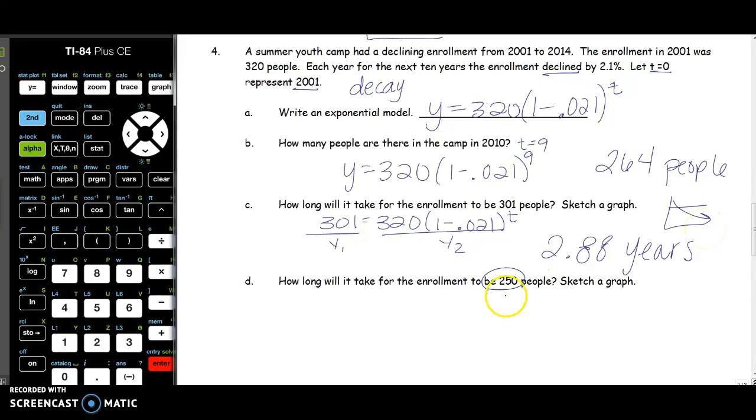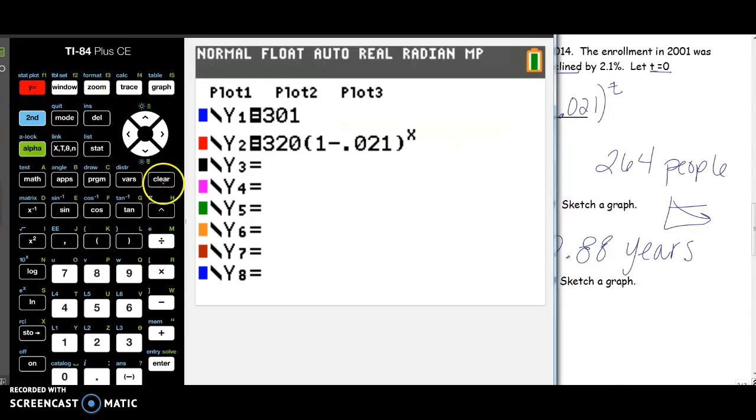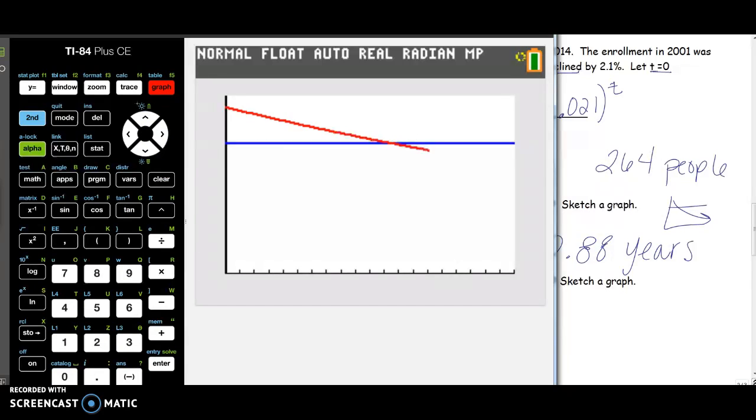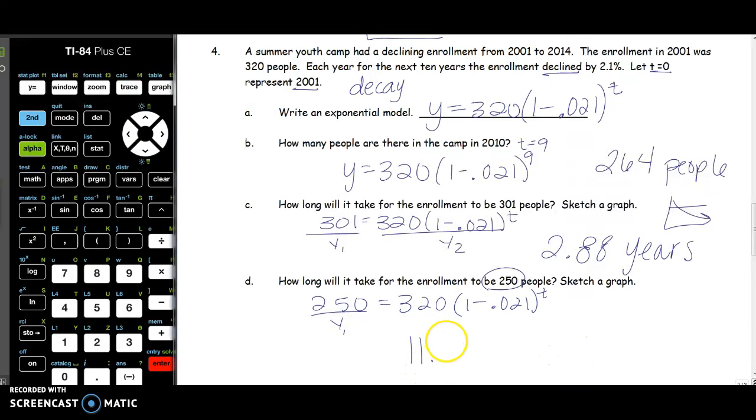Okay? If I want to know how long it takes for 250, all we have to do in this problem is change our y1, because the equation does not change. So erase your 301 and type 250, and then hit graph. And again, it just moved this blue line down a little bit, so we need to find our intersection, which is 11.63. And that's years. So it would take for the enrollment to get to 250 people, 11.63 years.